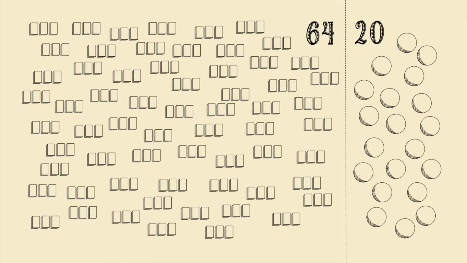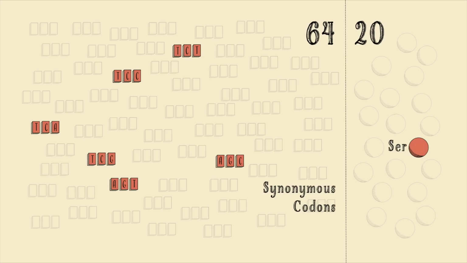There are 64 triplet codons in DNA and just 20 common amino acids. And this means that most amino acids are encoded by more than one triplet codon. So, for example, the amino acid serine is encoded by 6 different triplet codons. And triplet codons that encode the same amino acid are defined as synonymous codons. The DNA code used for life is near universal. All forms of life and viruses use essentially the same genetic code. And that's a trait that we can exploit.